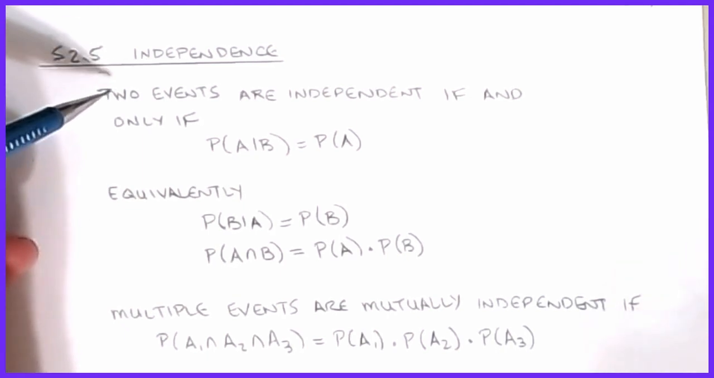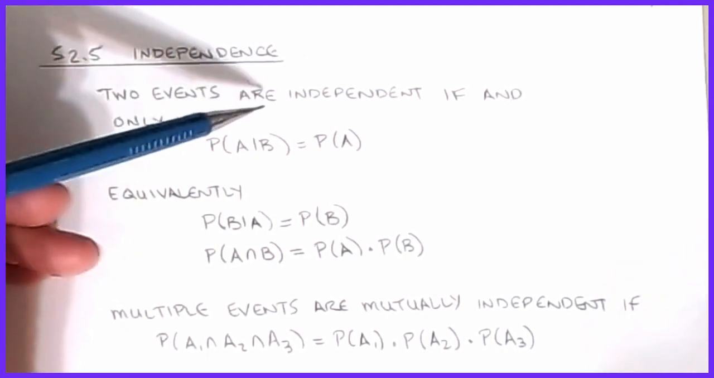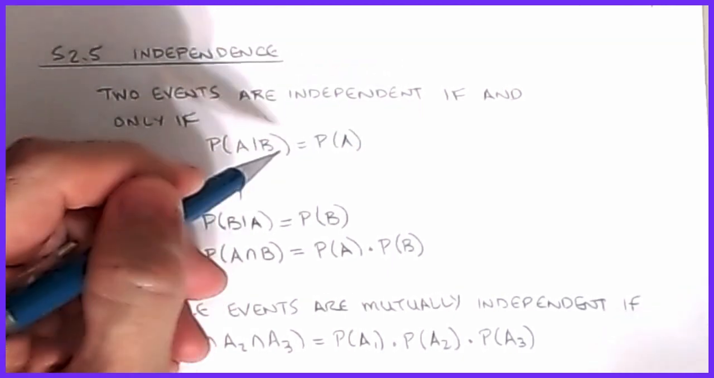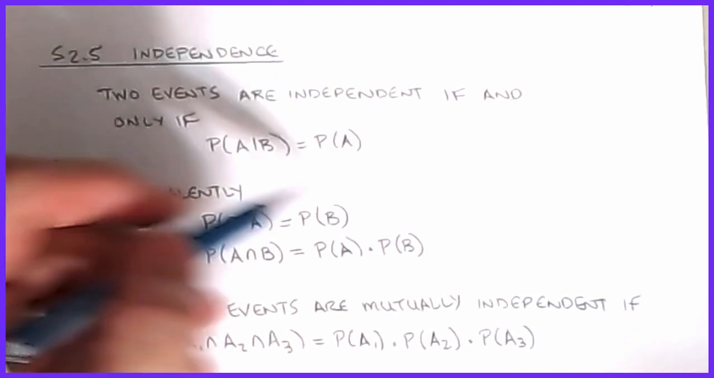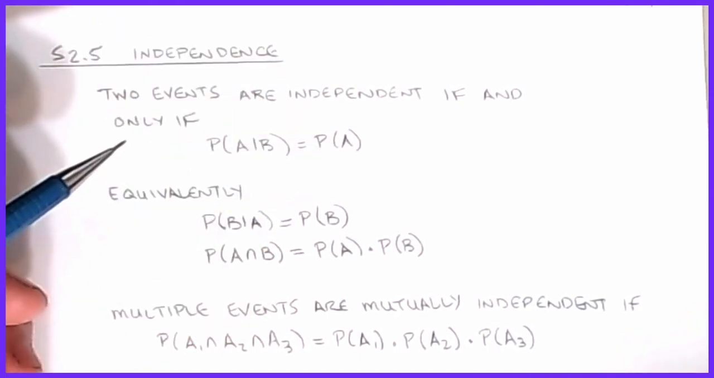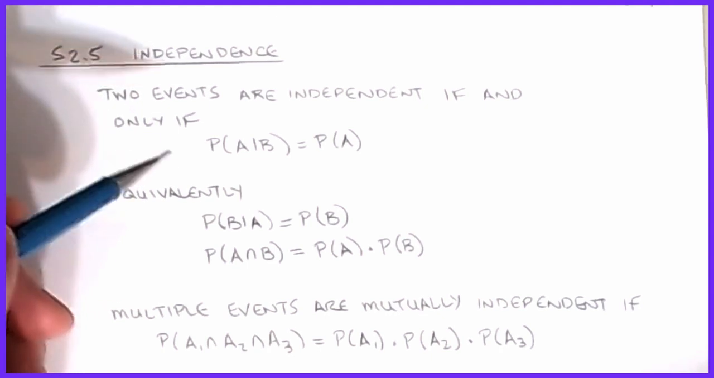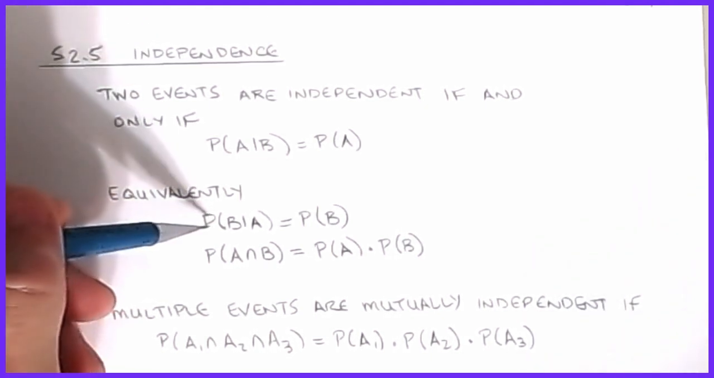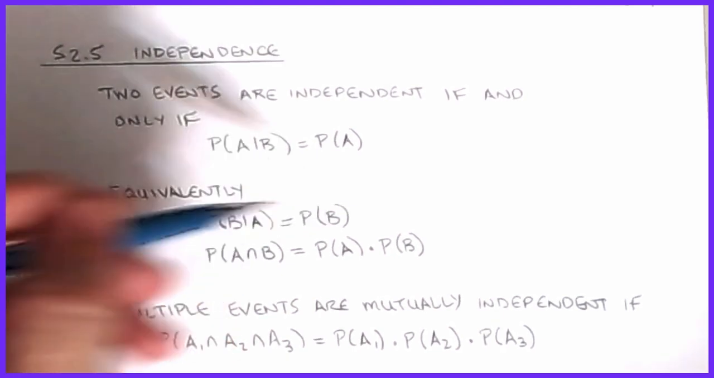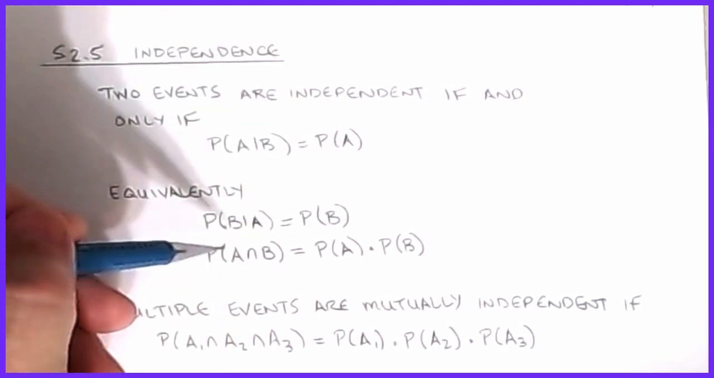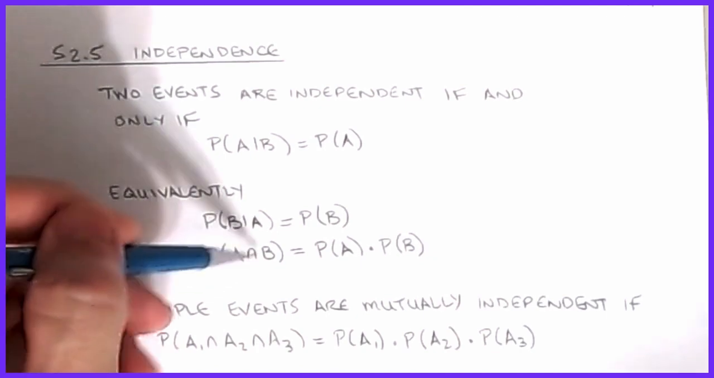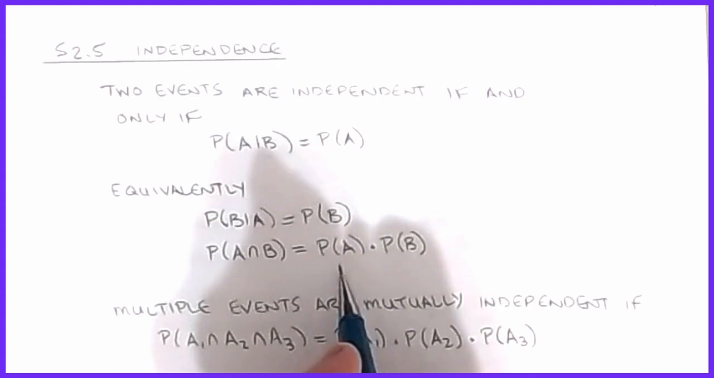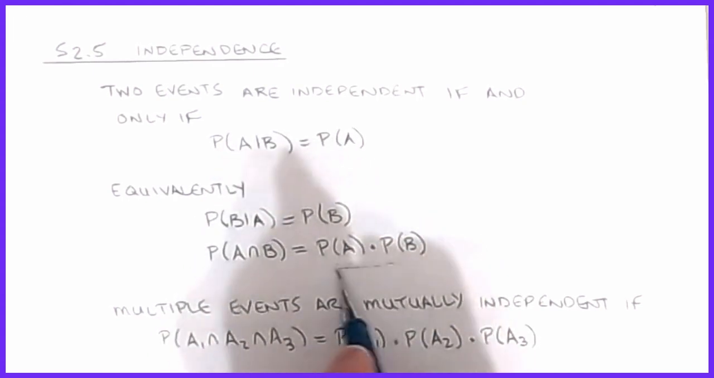So independence, we're going to set it up as follows: two events are independent if and only if the probability of A given B is exactly equal to the probability of A, meaning that B has no impact on the probability of A. This could become a test to find out if two things are interacting with each other. Likewise, the probability of B given A is the probability of B, and the probability of A and B is simply the probability of A times the probability of B.